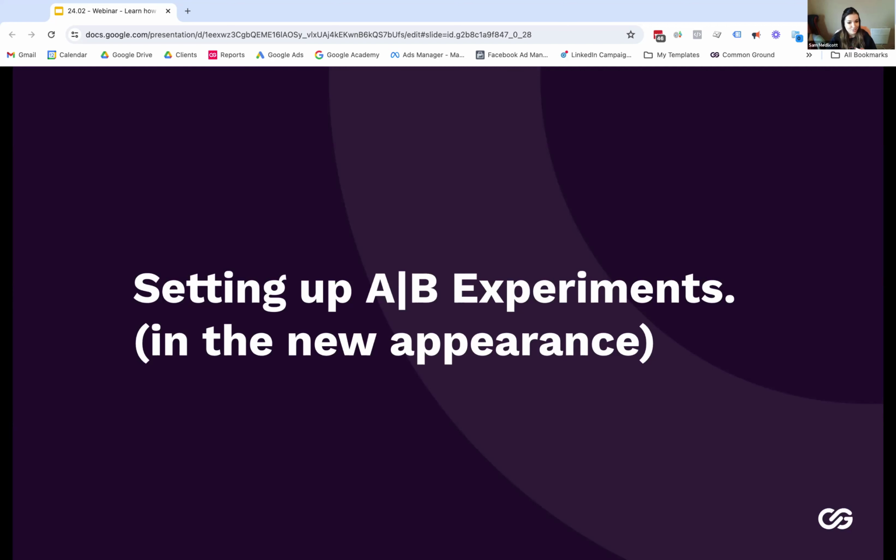So I'm now going to run through the setup process of how to set up A/B experiments, and this is in the new appearance. I know some of you may not have fully switched over to the Google Ads new appearance. There have been some things that are moved around. It looks a little bit like GA4-ish. It's trying to. So I've got the most up-to-date screenshots for you with it. And then I'll run through how to assign conversion values after.